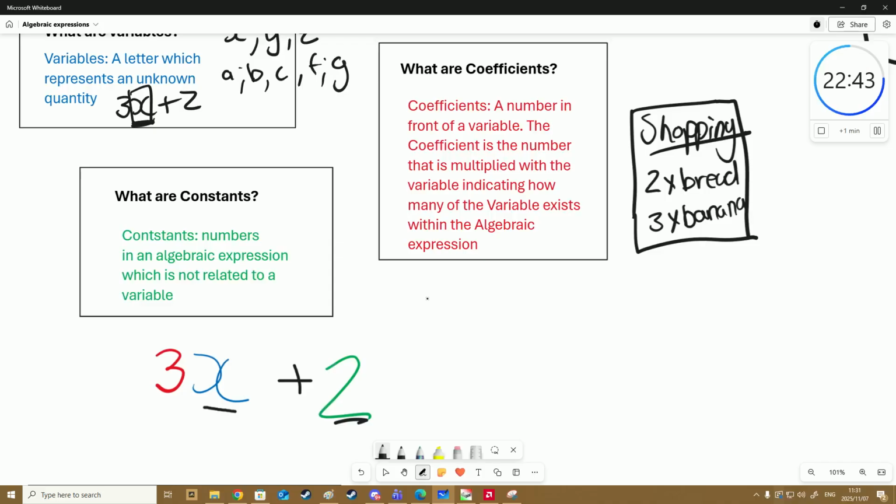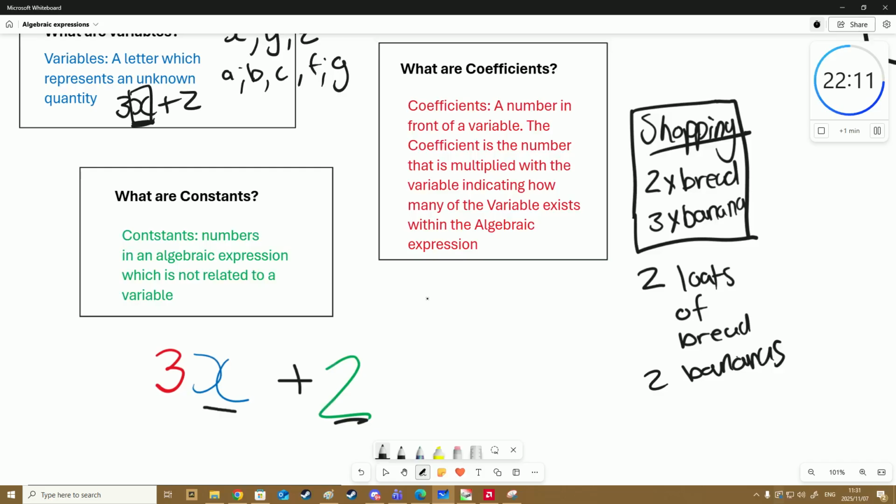So what if you've seen something like this on a shopping list, what does this mean? It means that you need to go to the shop and buy 2 loaves of bread and 2 bananas. This multiplication means that we need to get 2 of each, 2 breads, 3 bananas.